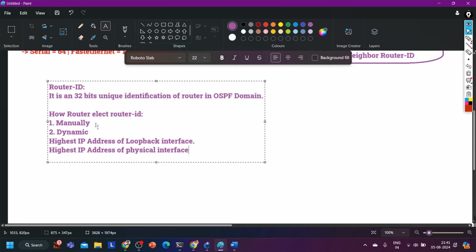And if there is no IP address on the physical interface, like you have not configured the router ID manually, there is no loopback, and there is no IP address on the physical interfaces, but you have enabled OSPF. In that scenario also the router needs what? A router ID. Because without a router ID, the router cannot create a database. Once I enable OSPF, the router will start maintaining the database. So the router is going to elect 0.0.0.0 as its router ID. Clear?